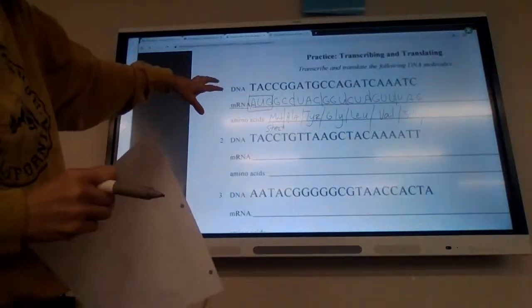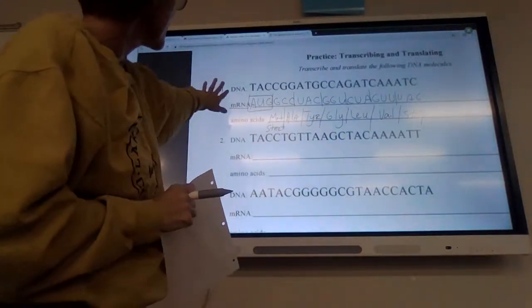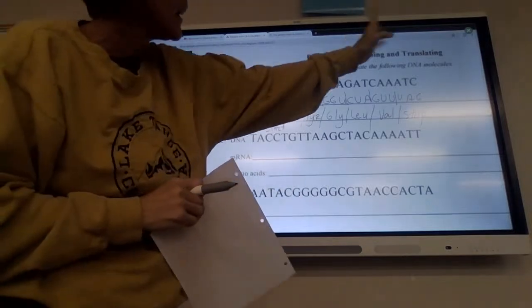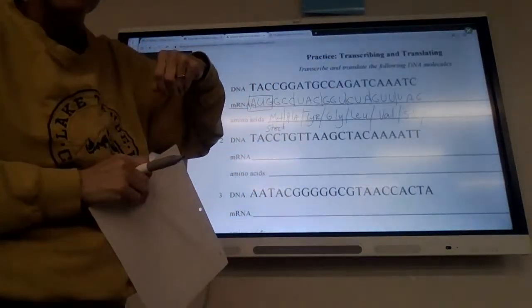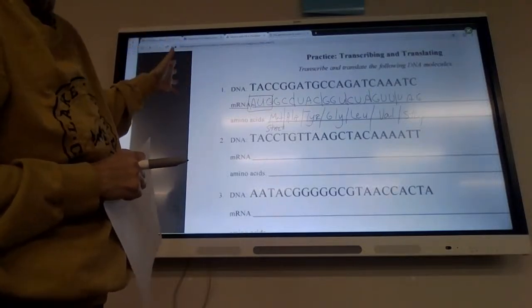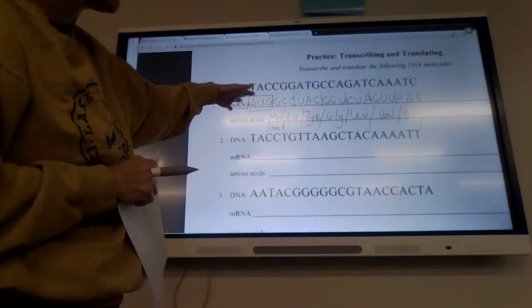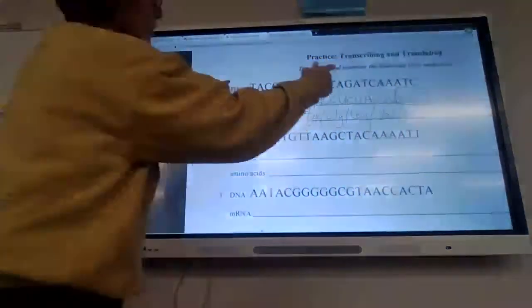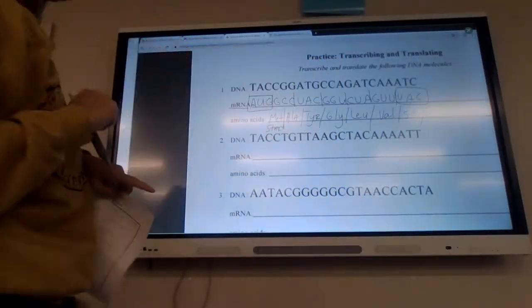Let's say for argument's sake I had letters before that T on my DNA, and letters after the last C. I would still do my complementary base pairs for the messenger RNA. But when I'm finding my amino acids, I look for the start and stop codons and everything in between.